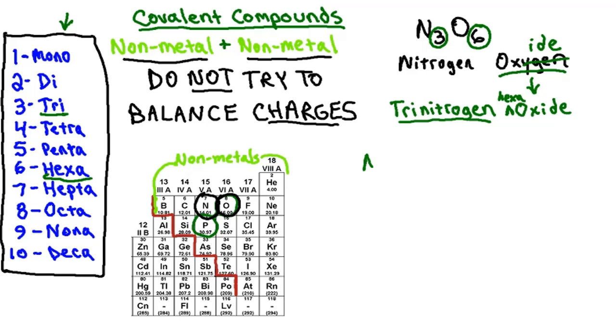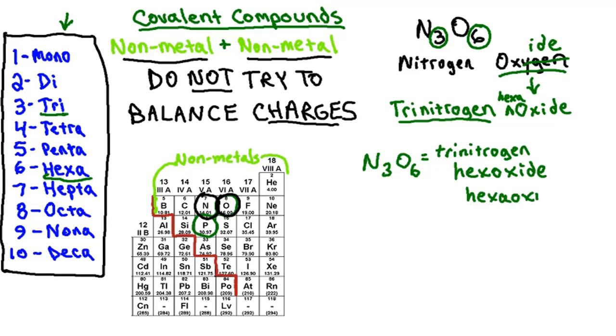So the entire N3O6 is going to be called trinitrogen hexoxide. Or you can say hexaoxide, but most people just drop the A so it sounds more smooth, hexoxide. So trinitrogen hexoxide is N3O6.